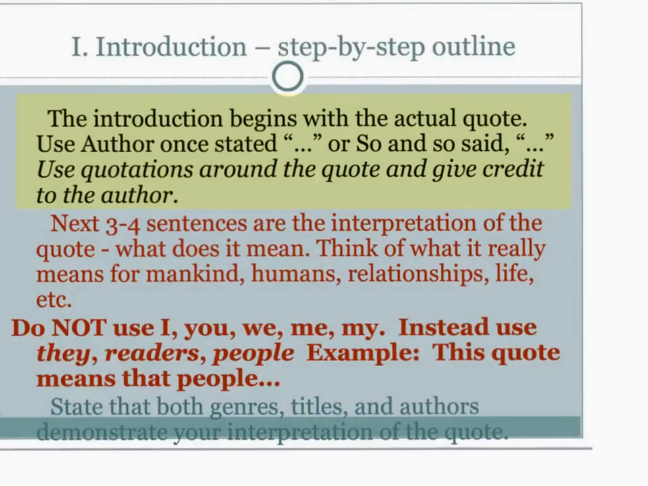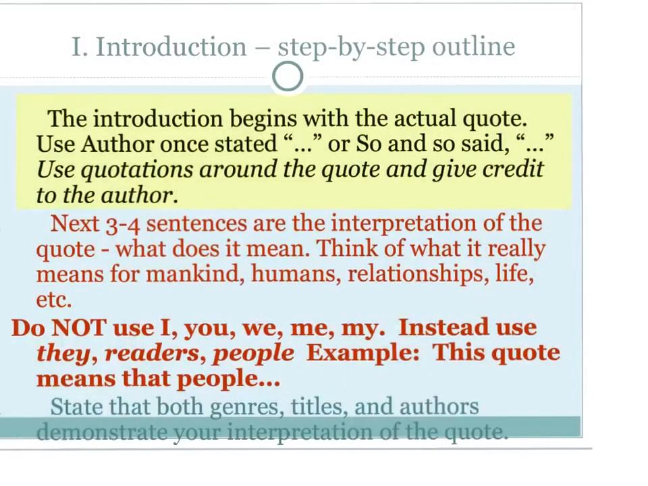The first thing that goes into your introduction in any essay is your topic sentence. And the topic sentence for your introduction is going to be the quote. So you're going to start with the actual quotation. Use the author's name if it's given. You always say so-and-so once stated or said, comma. You always want to put the quotation from the critical lens into quotation marks. You use quotation marks around the quote and give credit to the author.